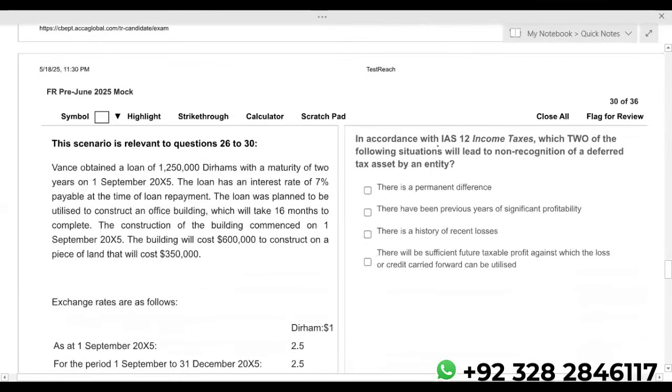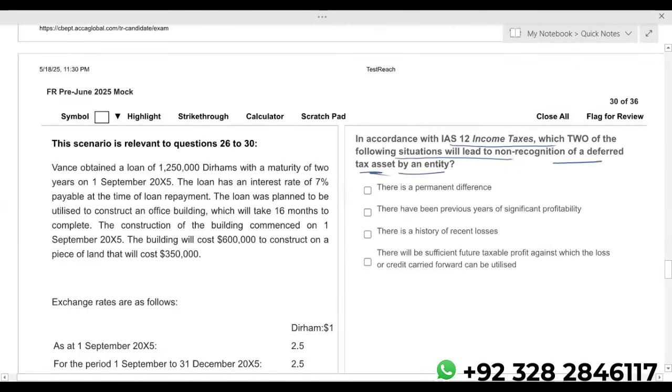Okay, IAS 12 income tax is my personal favorite IAS. I love IAS 12, I'm telling you. In accordance with IAS 12 income tax, which two of the following situations will lead to non-recognition of a deferred tax asset? Deferred tax asset by an entity when there's no need to recognize deferred tax asset.